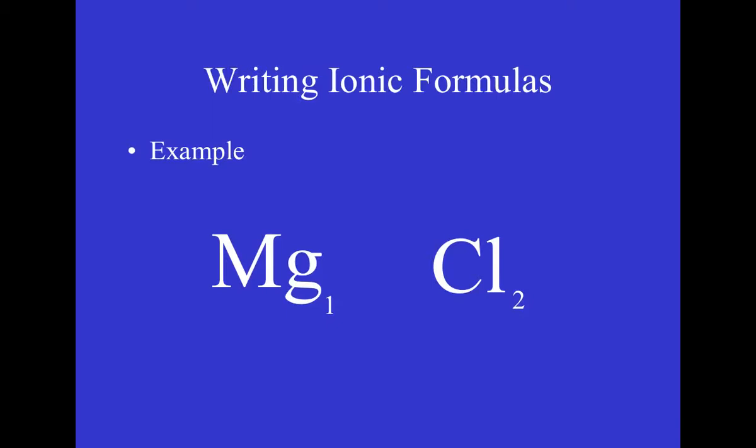What this does is it allows our charges to balance. If you think about it, before, I had my magnesium with a +2 oxidation number, or 2 pluses. And now I have 2 chlorines, each with a negative. These cancel each other out, so my compound is actually neutral.